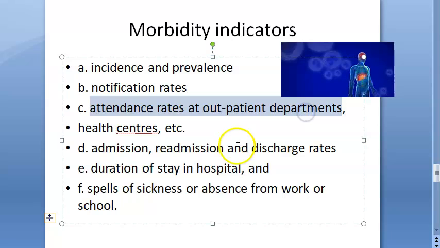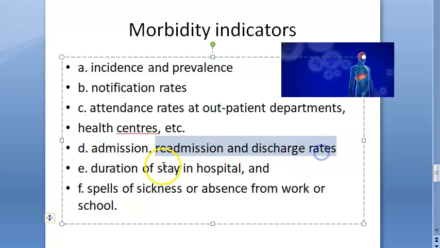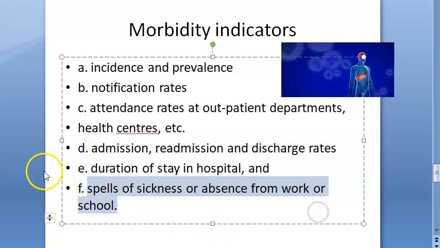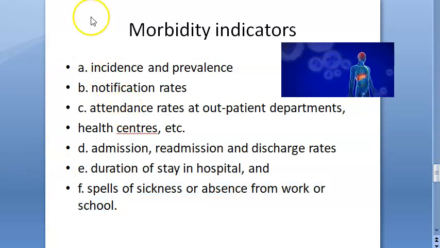Attendance rates as outpatients, you can see how much of outpatient, how much of inpatient admission is happening, readmission, discharge rates, what are they? So this will indicate morbidity. So you will know people are just living or they are living healthy. Duration of stay in the hospital, spell of sickness, absence from work. Absence from work also can indicate morbidity. Okay. So this is about morbidity.